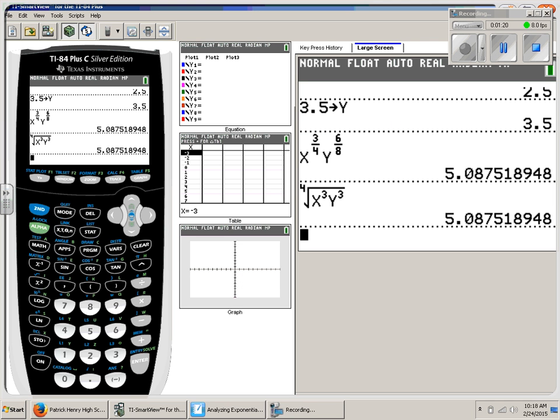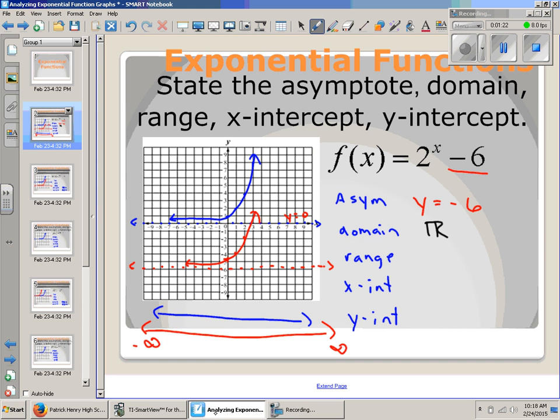My range, let's draw the range here. My asymptote is going to be the point where I want to make my mark here. That's at -6. The graph is open here, going up. So I have the range is between -6 and infinity, or I could write that as y is greater than -6.